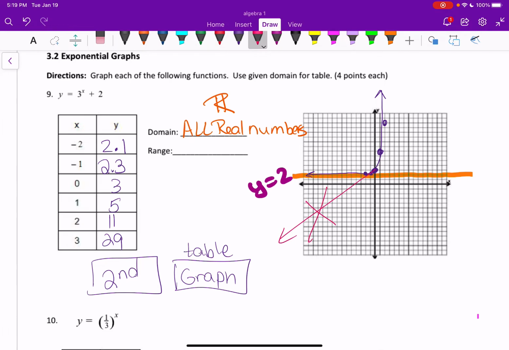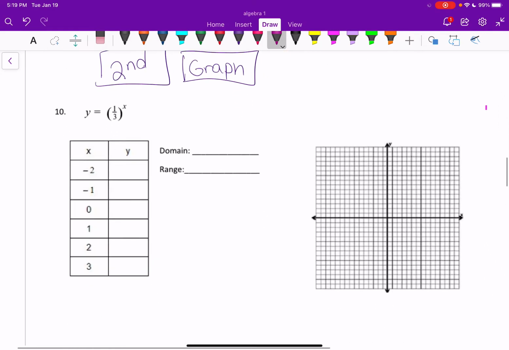Now let's talk about our range. Our range has everything to do with our asymptote or our boundary. We need to know, where is y? Is our graph above the asymptote or the boundary, or below it? And in this case, it's above it. So y is always going to be greater than 2. That means no matter what number I pick to put into this equation, I will never get a number less than 2.